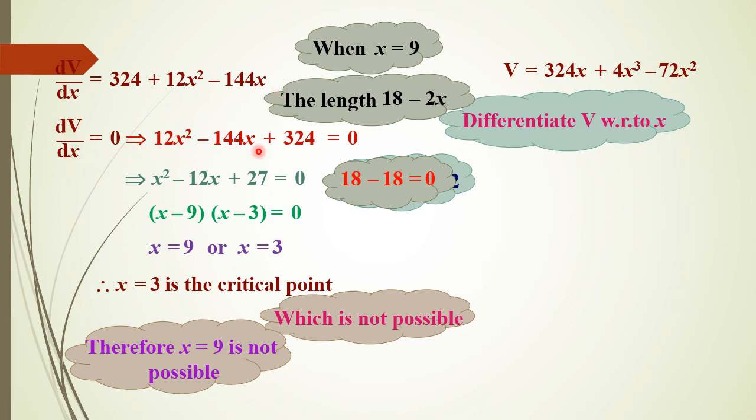dV by dx equal to 0, so that here we get a quadratic equation. Taking 12 outside from all the three terms, x squared minus 12x plus 27 equal to 0 remains. After factorizing this quadratic equation you get two factors, x minus 9 and x minus 3. So x equal to 9 and x equal to 3, these two are the critical points. Now x equal to 9 is not possible. So among these two, if x equal to 9 is not possible, then x equal to 3 is the critical point you consider.